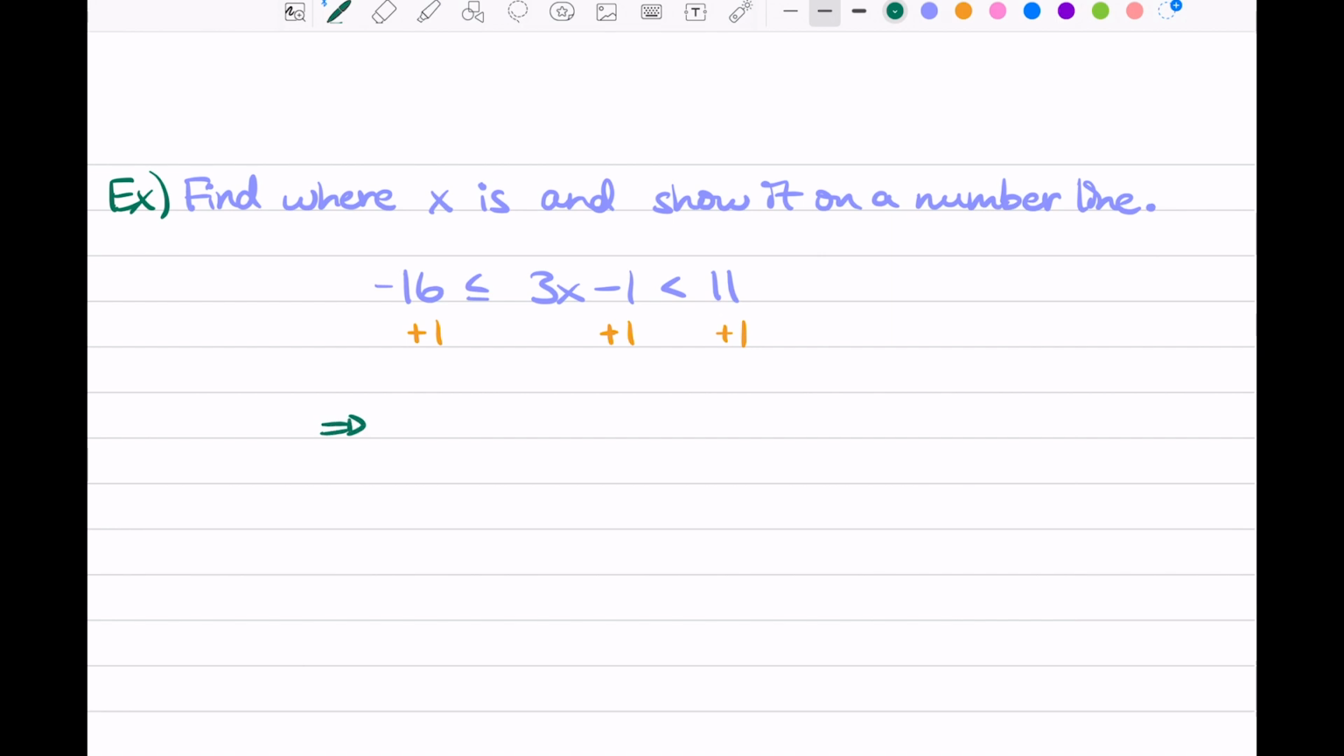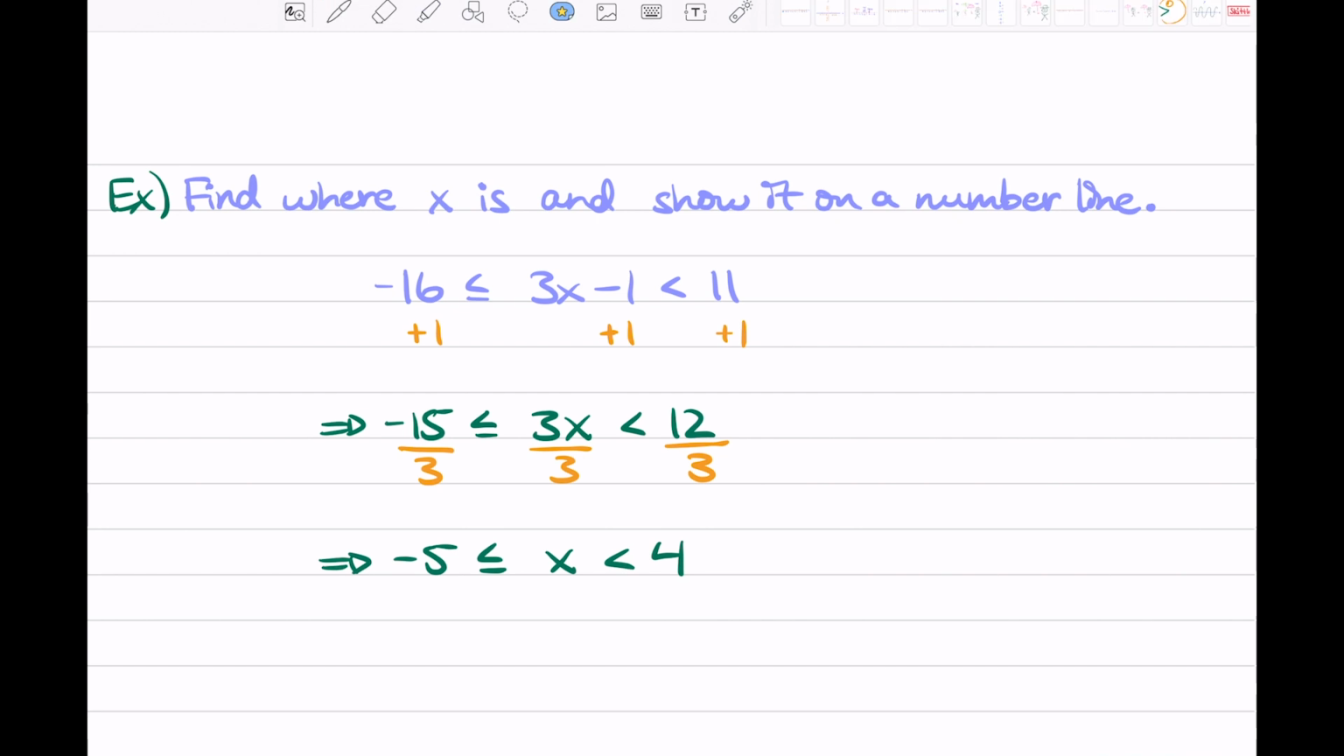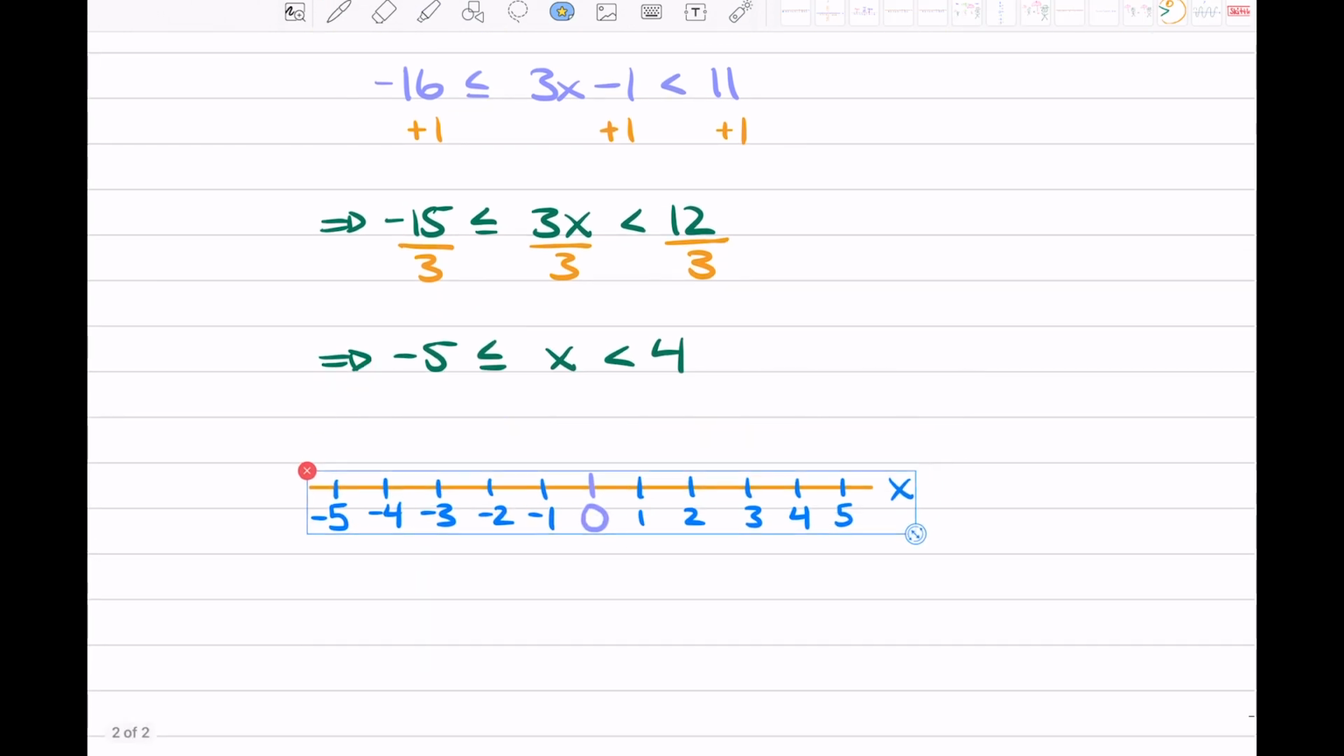and then we're left with -15 is less than or equal to 3x, which is less than 12. We did the same thing to all 3 sides. We have 3x in the middle. We want to get x by itself, so we divide by 3 on each side. And that leaves us with -5 is less than or equal to x, which is less than 4. In other words, x is between -5 and 4. So let's draw that on our number line.